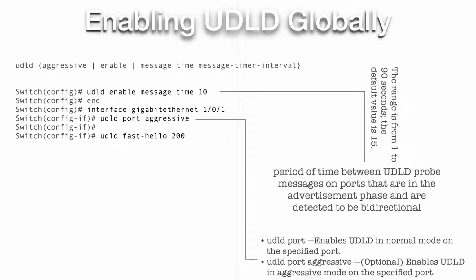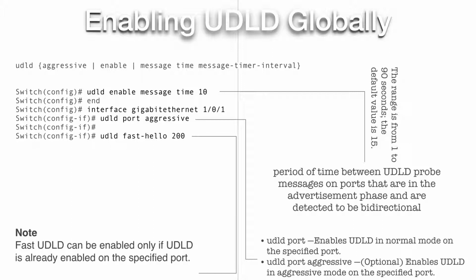Enabling fast UDLD on an interface. Message timer interval configures the period of time between UDLD probe messages on ports that are in the advertisement phase and are detected to be bidirectional. Note: fast UDLD can be enabled only if UDLD is already enabled on the specified port.